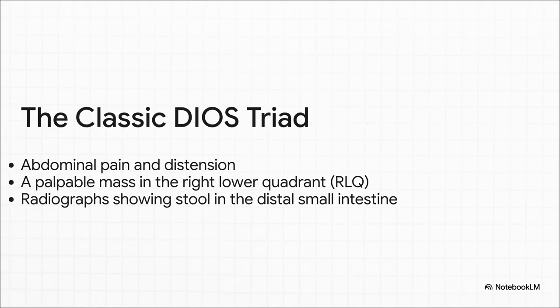Number two is what you find with your own hands on the physical exam. You can actually feel a mass down in that right lower quadrant. And number three is what you see on imaging. The X-ray shows a bunch of stool backed up in the last part of the small intestine.